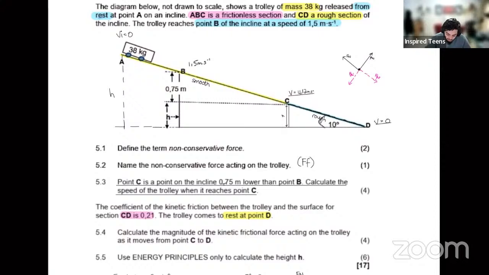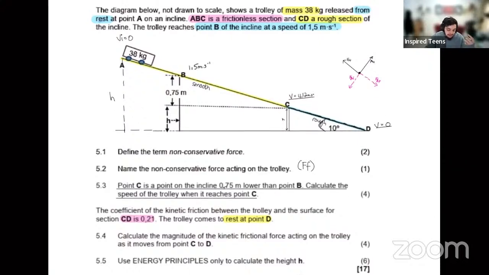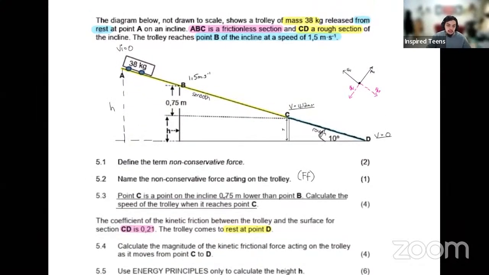FA? Nope. There is no applied force acting on this trolley. Okay, let's read the question. The diagram below, not drawn to scale, shows a trolley of mass 38 kg released at rest from point A. It was just released from the top. There's nothing pulling it or pushing it. It's only using gravity to fall down this hill. So it's not applied.